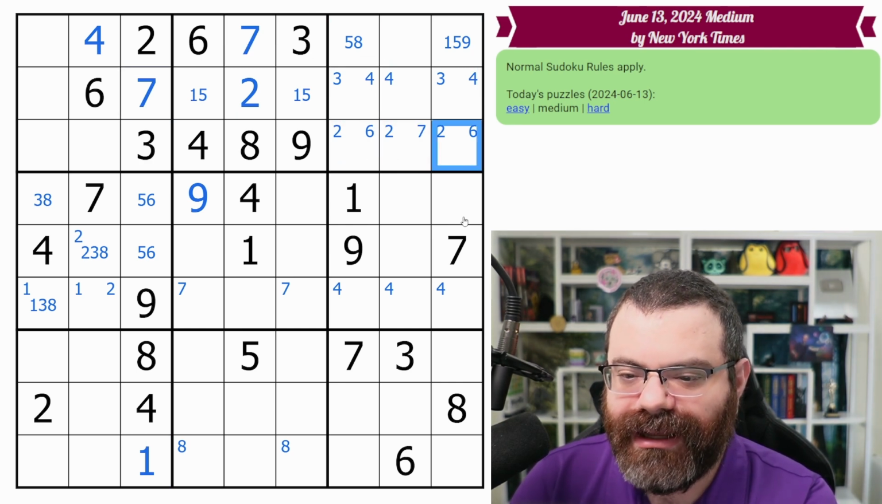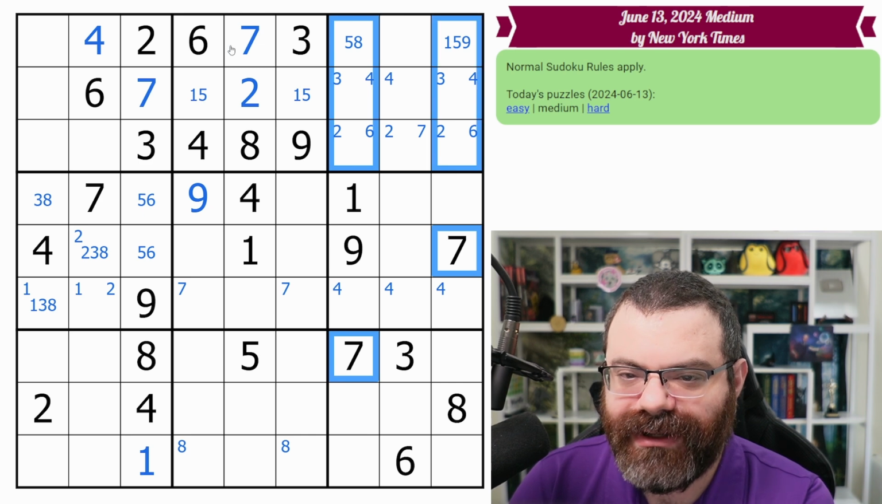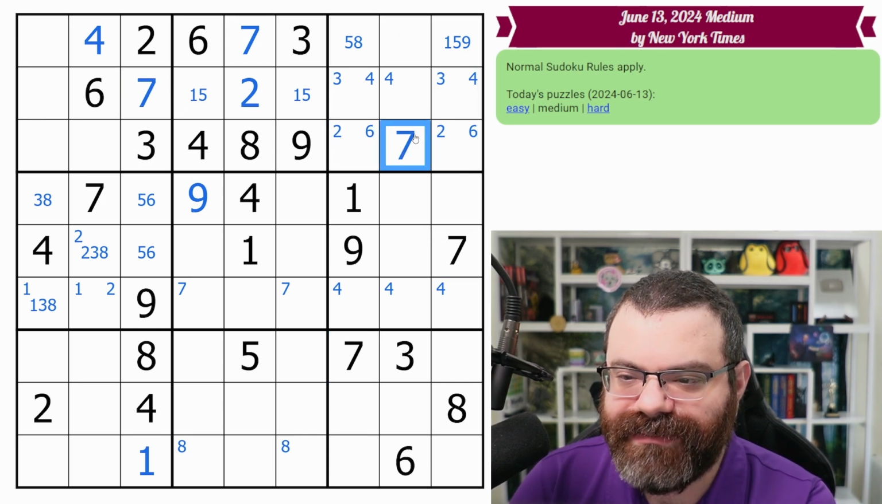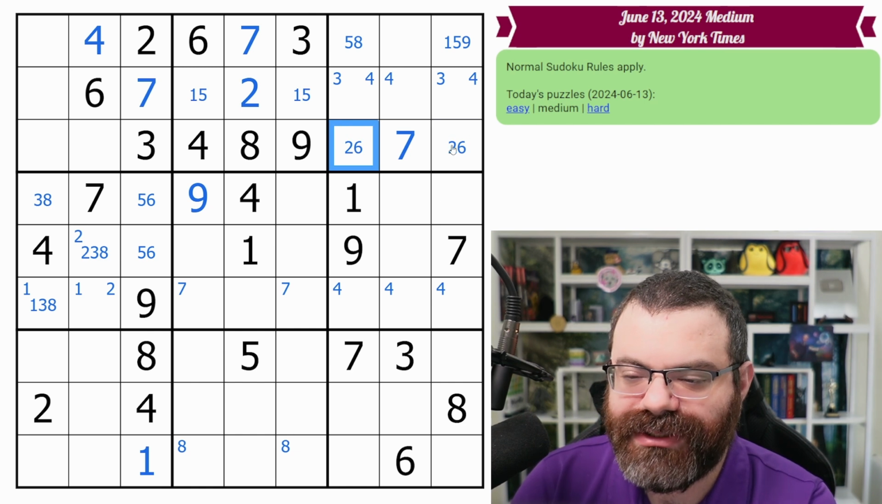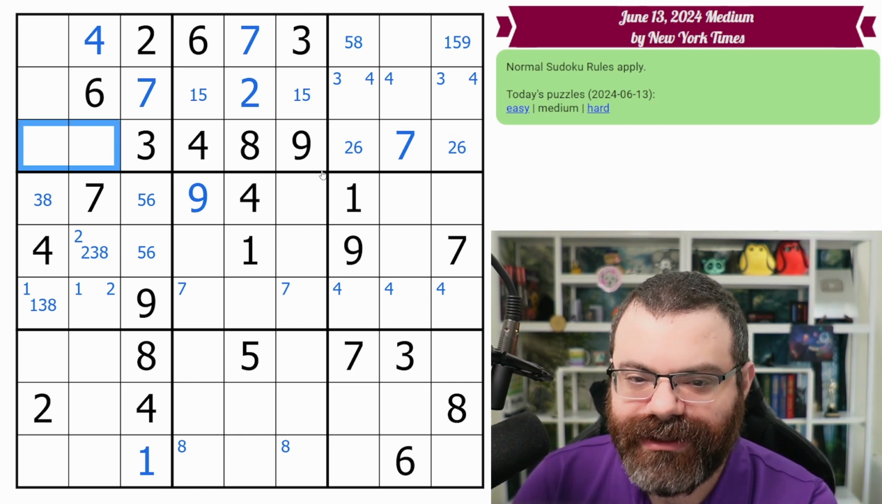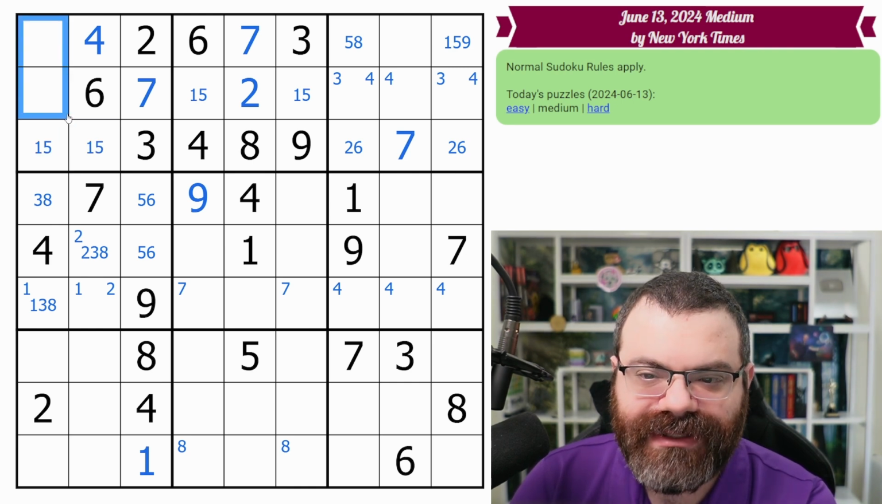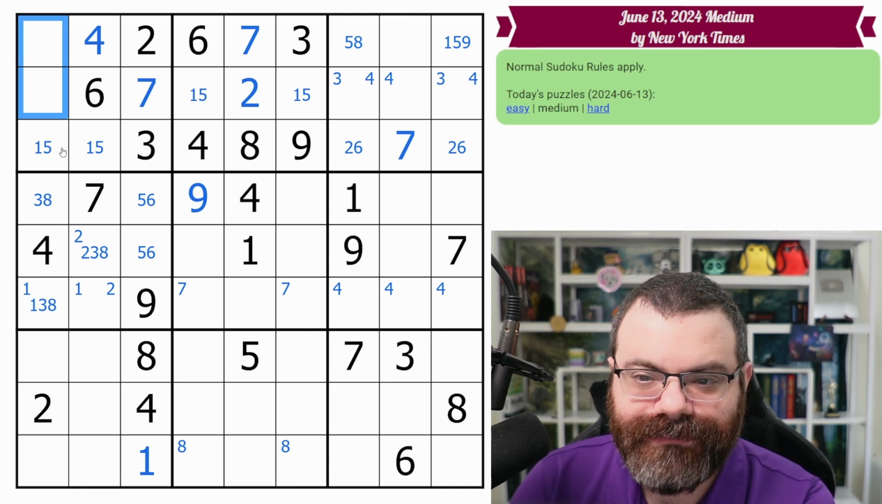Now, that does place the 7 in the box. We have all these 7s looking in, so that 7 gets placed. And then we're left with a hidden 2, 6 pair in this box here. Notice the 2 and the 6 could only go here and here. So that leaves a pair behind over here. We need the 1 and the 5. And that leaves a pair here for the box. We need an 8 and 9.